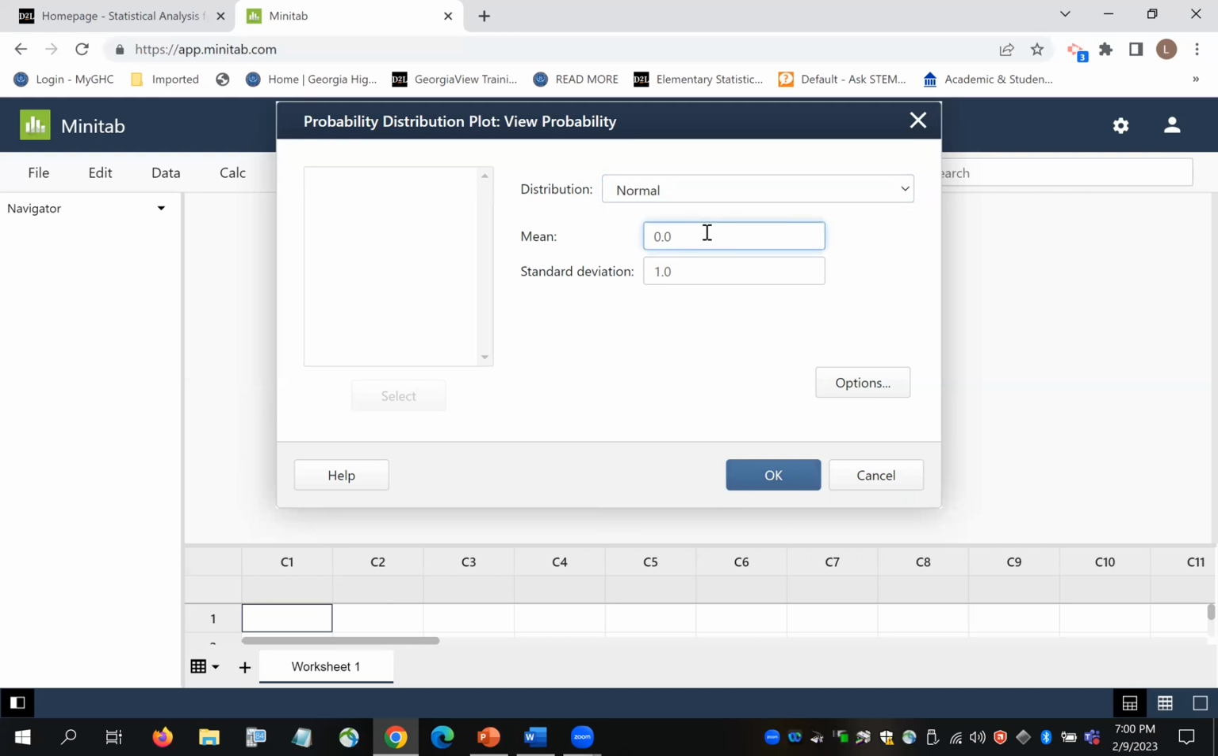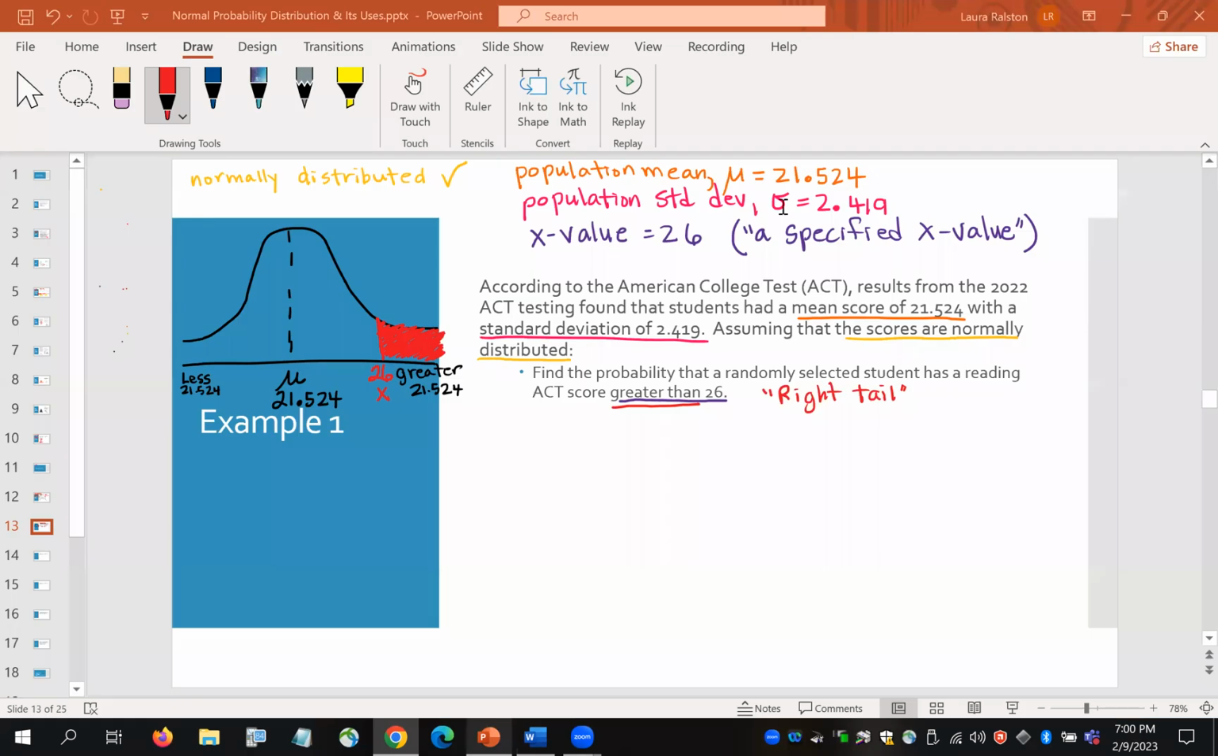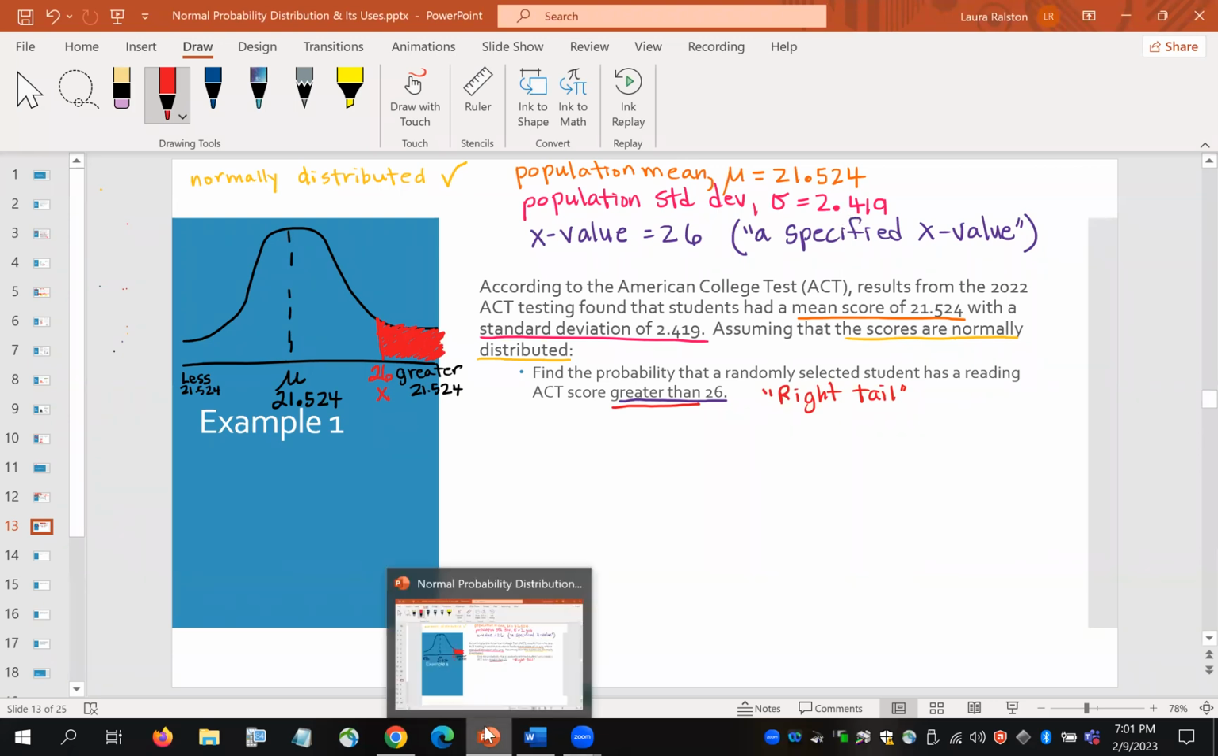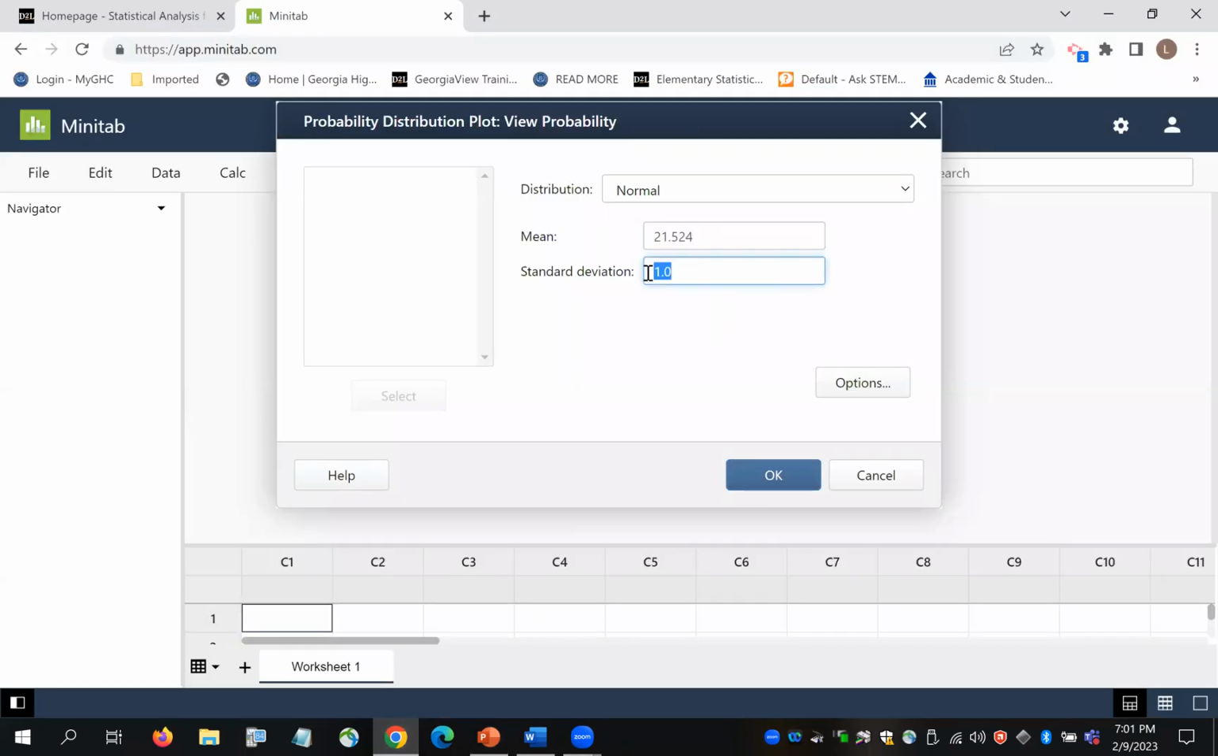I then need to enter the mean, which was 21.524. That was given to me in the problem. I then need to enter the population standard deviation, which is 2.419. Okay, so my population standard deviation is 2.419.